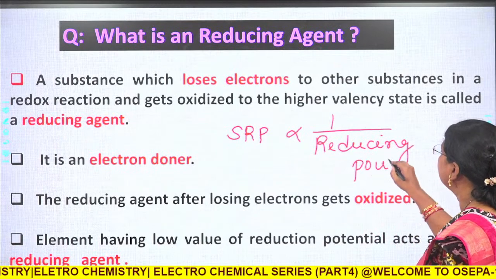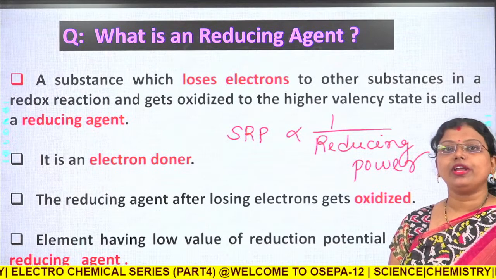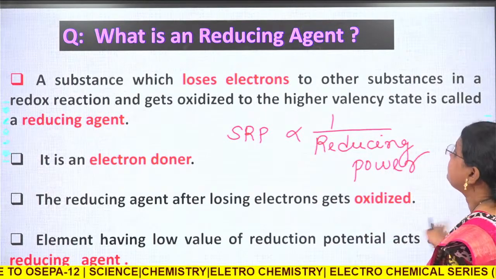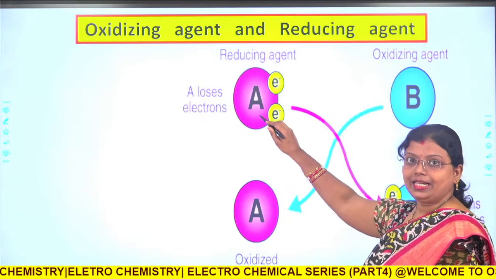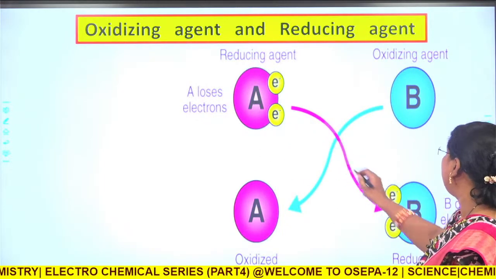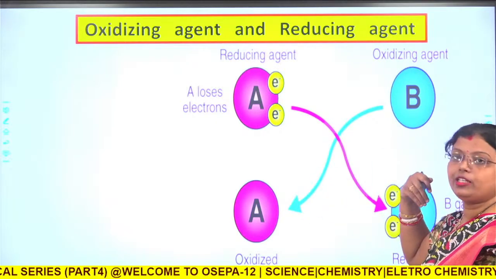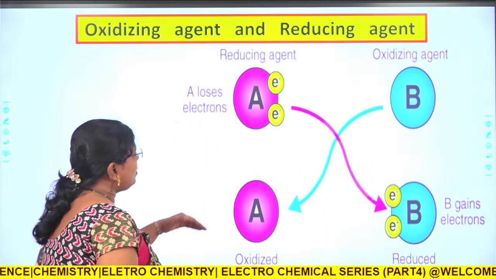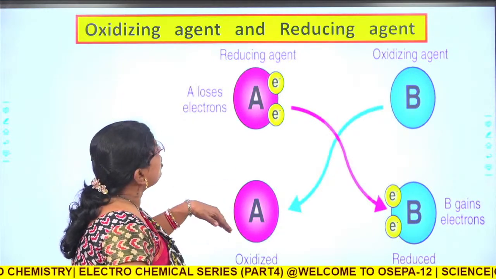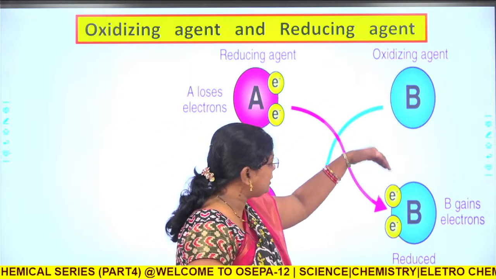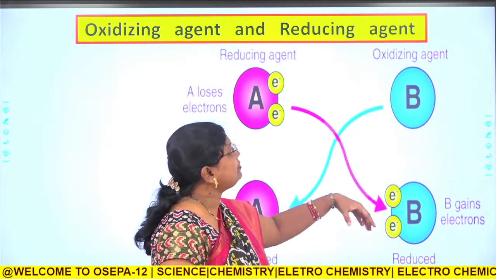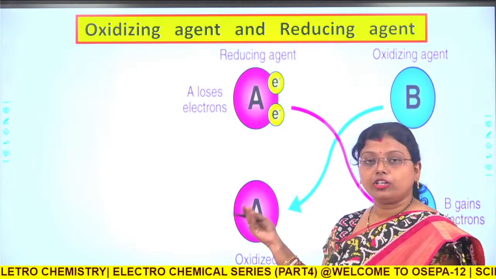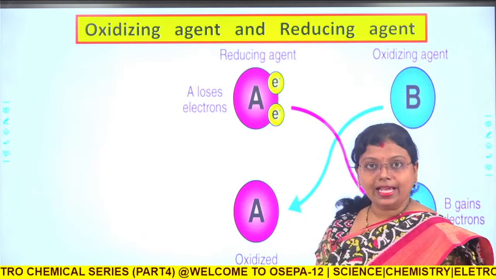That means if the standard reduction potential value for an electrode or element is less, then its reducing power is more. Okay. The oxidizing agent takes electrons by gaining electrons, so it is itself reduced and helps in the oxidation of others. Similarly, the reducing agent helps in the reduction of others, and by this it is oxidized.